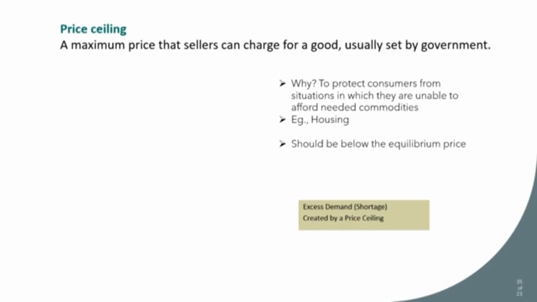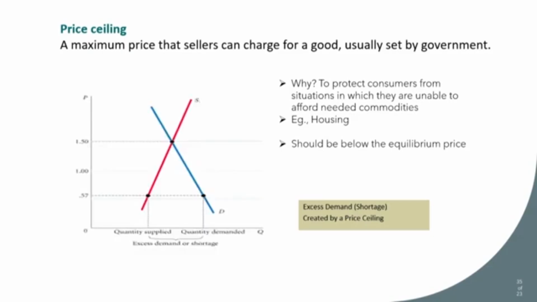Starting with price ceiling, the graphical representation looks like this. A price ceiling means a maximum price that sellers can charge for a good, usually set by the government, not by market forces. The market will determine the price, but then the government intervenes and sets the maximum price that sellers can charge for a good. Why? To protect consumers from situations in which they are unable to afford needed commodities. Examples are housing and essential medicine. Suppose here, just look at this diagram.